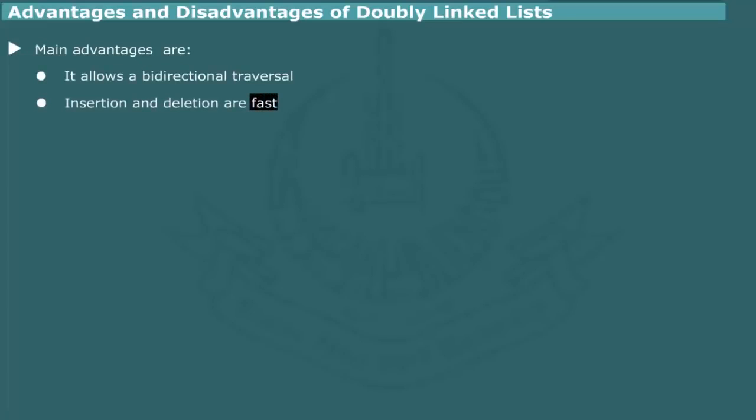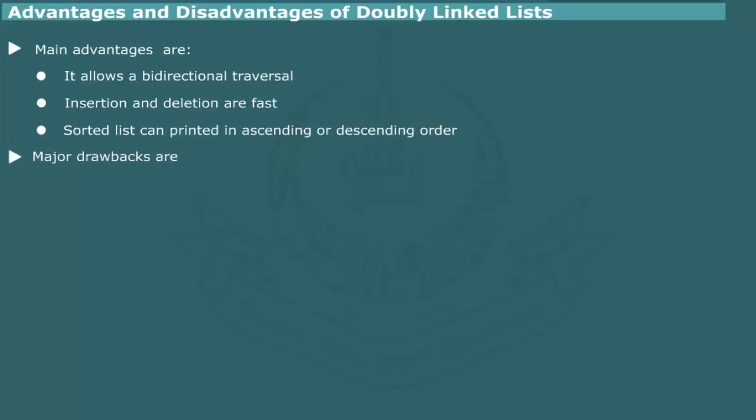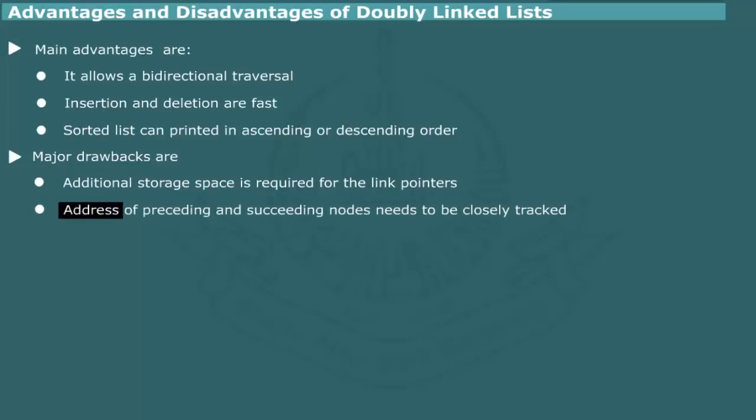Advantages and disadvantages of a doubly linked list. The main advantages of a doubly linked list are: it allows a bidirectional traversal for processing nodes. Insertion and deletion are fast. A sorted list can be printed in either ascending or descending order. The major drawback of a doubly linked list is that additional storage space is required for the link pointers. Also, the addresses of the preceding and succeeding nodes need to be closely tracked to avoid misdirected traversals.